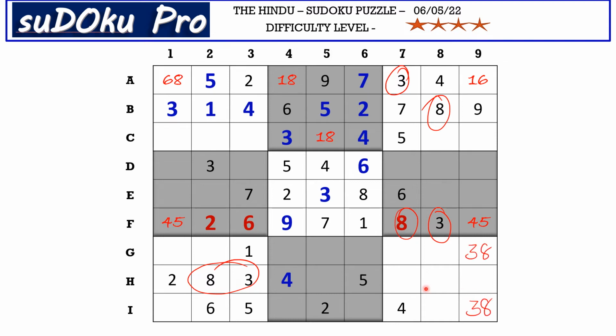There is a 2, 5 pair here in H row and a 2, 5 pair here in I row, which blocks these two rows. So 2, 5 goes here in G row. There is a 5 blocking from column 7. So G7 takes 2 and G8 takes 5.